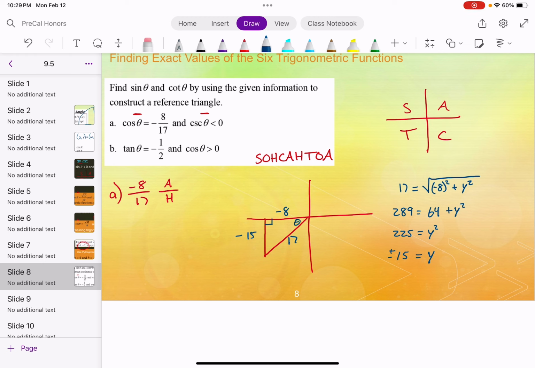Now this could be finding all of the trig functions. It could be just constructing a reference triangle. It truly depends on the question, but this would prepare you for all of them. Notice in this question, all we're being asked to do is just construct the reference triangle. So slide 9 is the same as our B example here. So we're going to go over to slide 9.